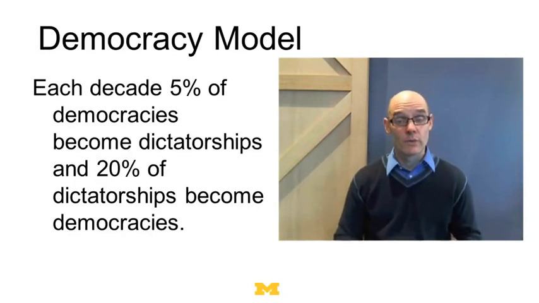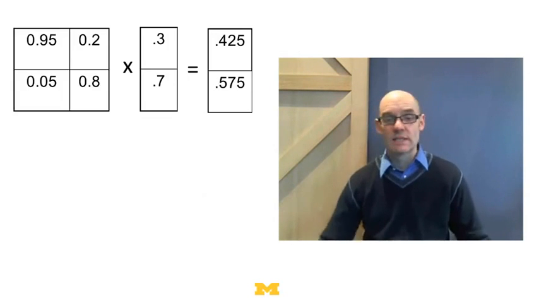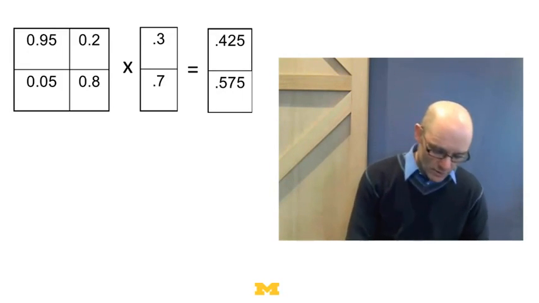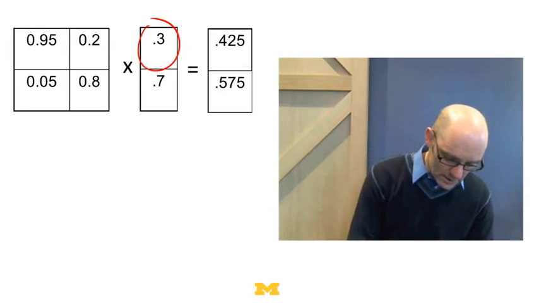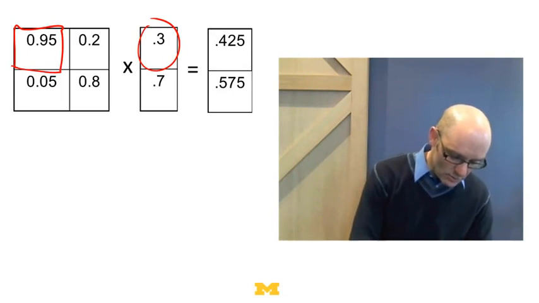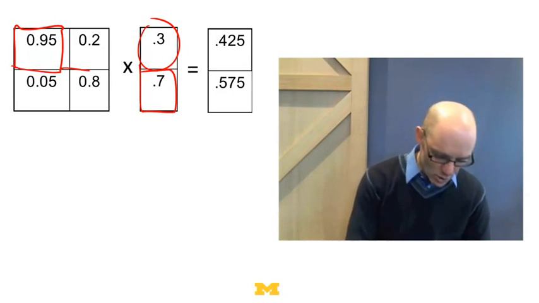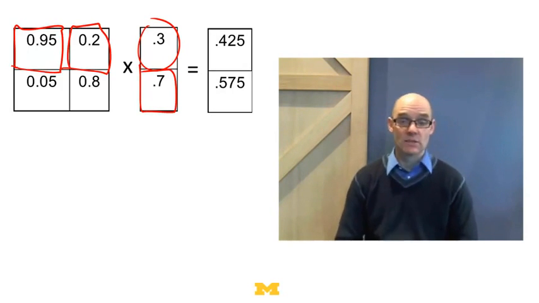So how do we do this? Well, we're going to write down a Markov transition matrix. So let's start out by assuming we have 30% of countries that are democracies and 70% are dictatorships. So of this 30% that are democracies, we know that 95% will stay democracies. Of the 70% that are dictatorships, we know that only 20% will become democracies.